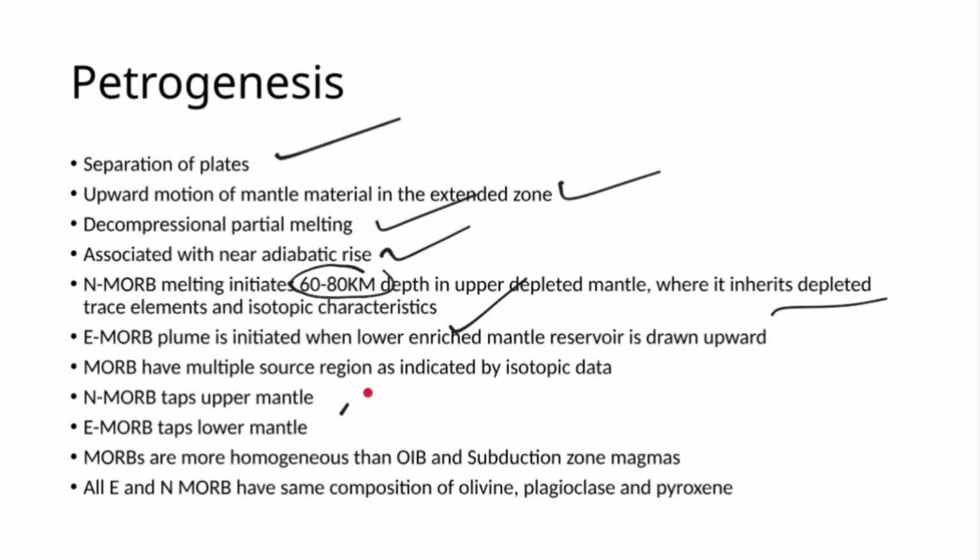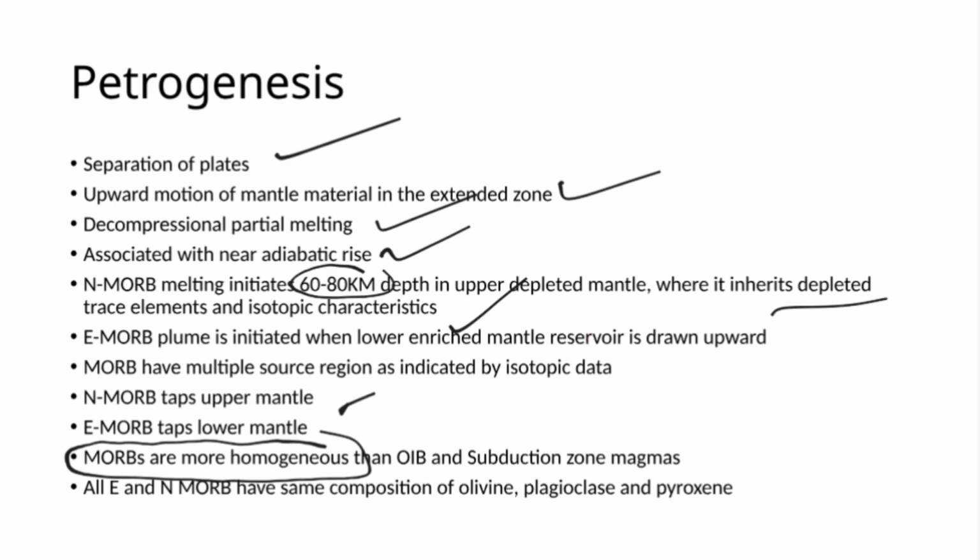Okay, N-MORB types: upper mantle, lower mantle. MORBs are more homogeneous than OIB and subduction zone magmas, because MORB comes directly from the mantle. Directly, it is an open area for the mantle to come out. But in the case of OIB or subduction zones, the magma undergoes assimilation and differentiation processes. That's why MORB is more homogeneous than OIB and subduction zone magmas.